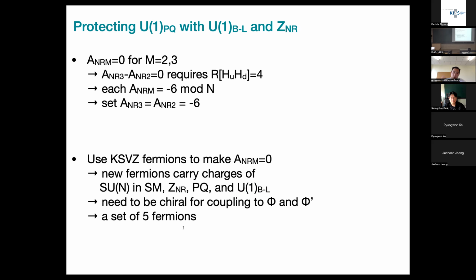Therefore, in this story, you come to know that at least you need five KSVC fermions to make all the mixed anomaly conditions vanish. Okay. And once you do that, you will see that all this, the discrete symmetry and then B minus L symmetry, they're all gauged successfully.